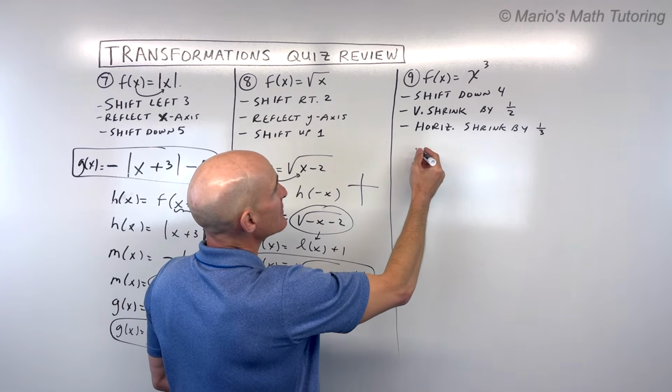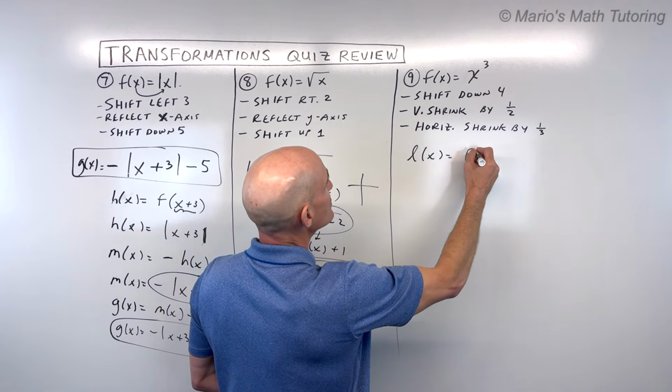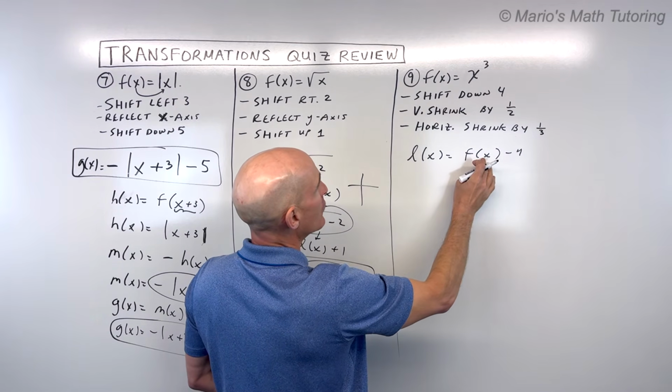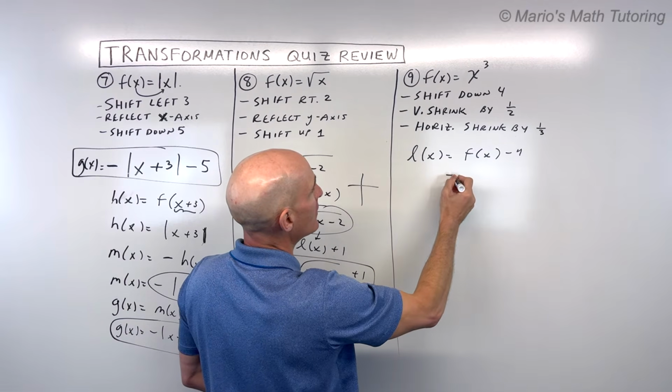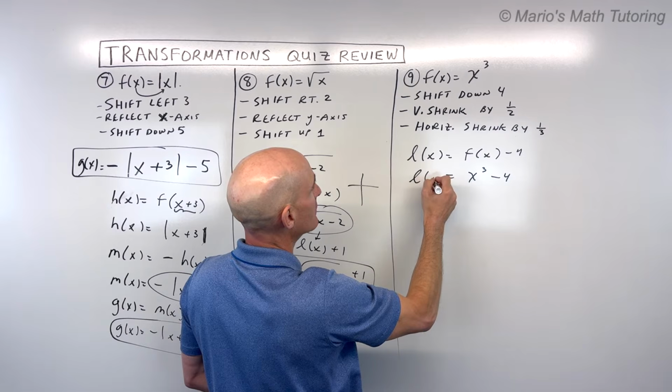So for this one, shifting down 4, let's just say that L of x equals f of x minus 4. Notice it's not grouped with the x. It's going to affect the y values. It's going to shift it down 4. But what's f of x? That's x cubed minus 4, right?